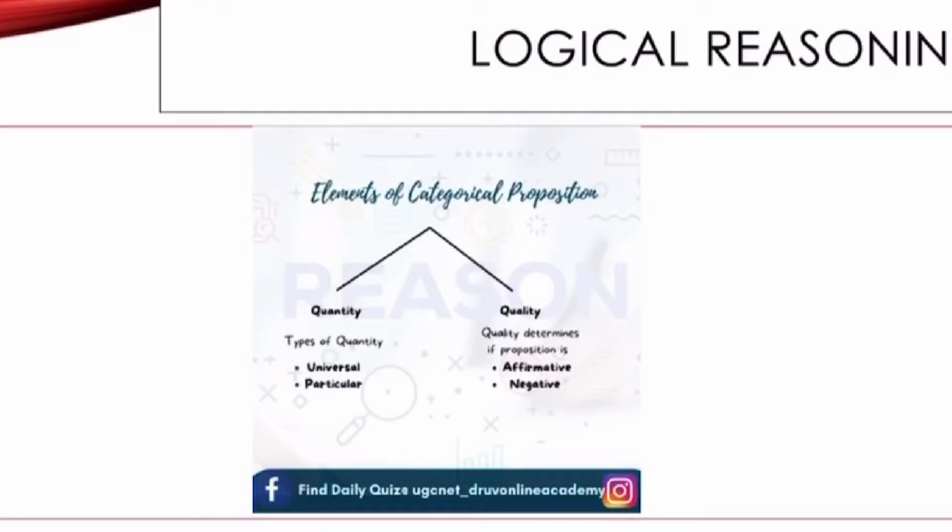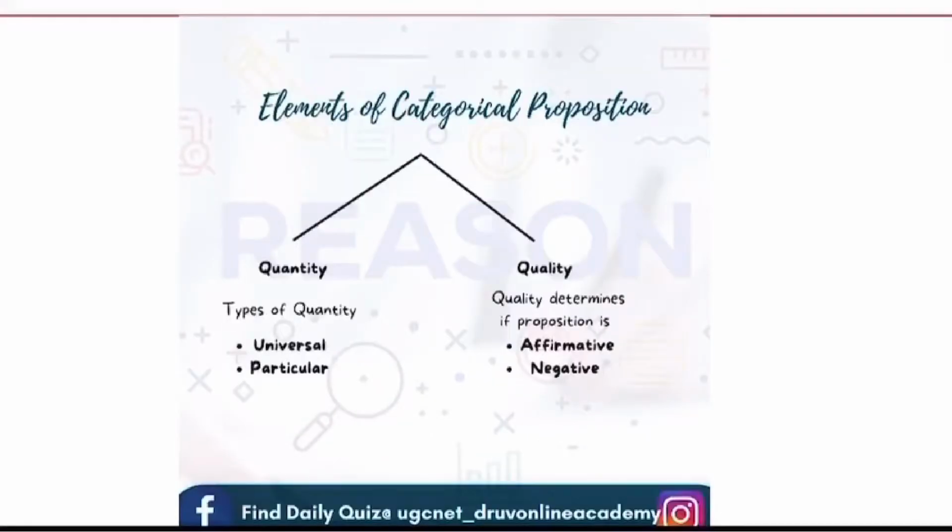So this proposition has three parts. One is subject, the other one is predicate, the third one is copula. This copula is a phrase which connects or relates the subject and predicate. Categorical proposition has two important elements. One is quantity, the other one is quality. So this quantity indicates the number of members. It is about the number. Whereas the quality indicates if the proposition is affirmative or negative.